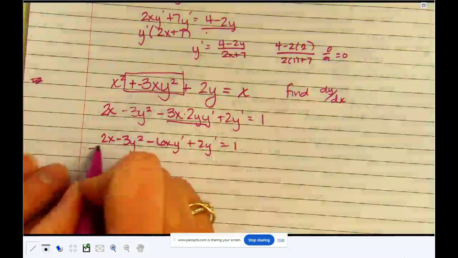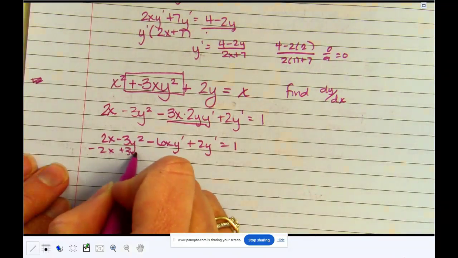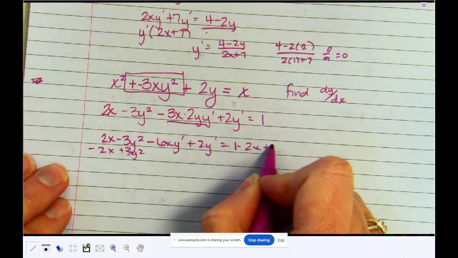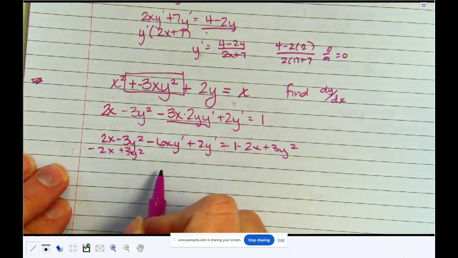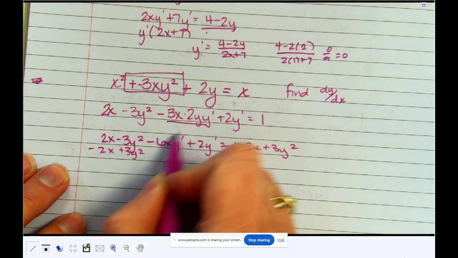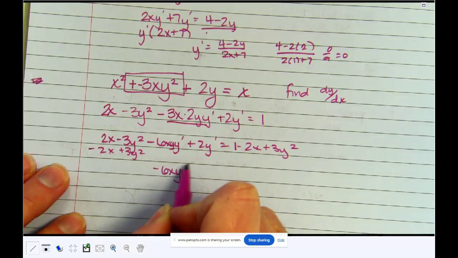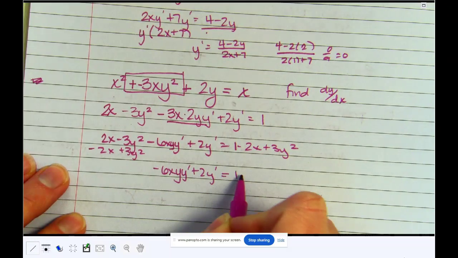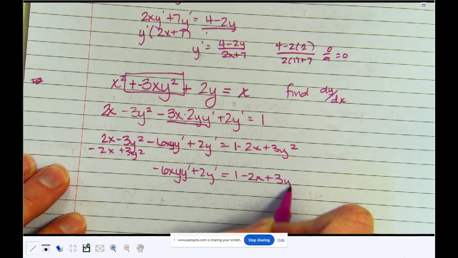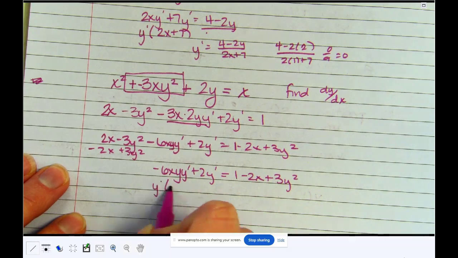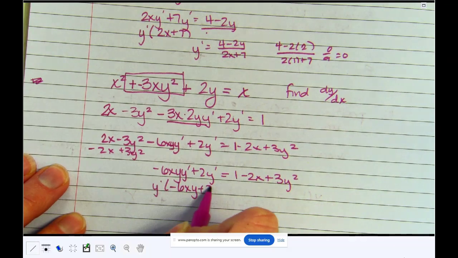Okay, so I subtract the 2x and add the 3y squared. With the -6xy, wouldn't it be -6xy prime? Yeah, I forgot my y prime. Good catch. Okay, -6xy prime plus 2y prime equals 1 minus 2x plus 3y squared. Pull out the y prime. So you've got -6xy plus 2.